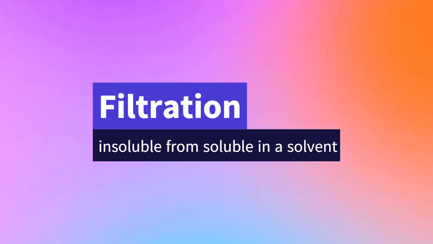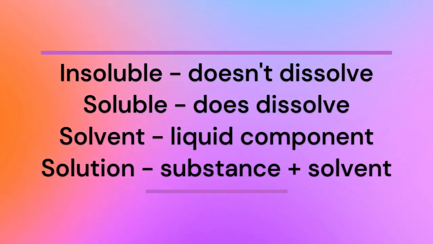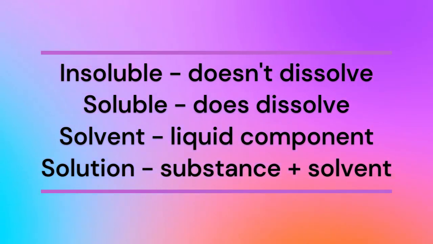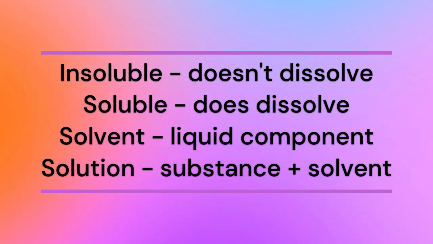Now, filtration can be used to separate substances that are insoluble within a particular solvent from those that are soluble in that solvent. So what do all these fancy words mean? Well, insoluble just means a substance that cannot dissolve, whereas soluble is a substance that can dissolve. A solvent is like your liquid that you mix it in. A solution is when you have the dissolved substance in that liquid, in that solvent. So that would form the solution.